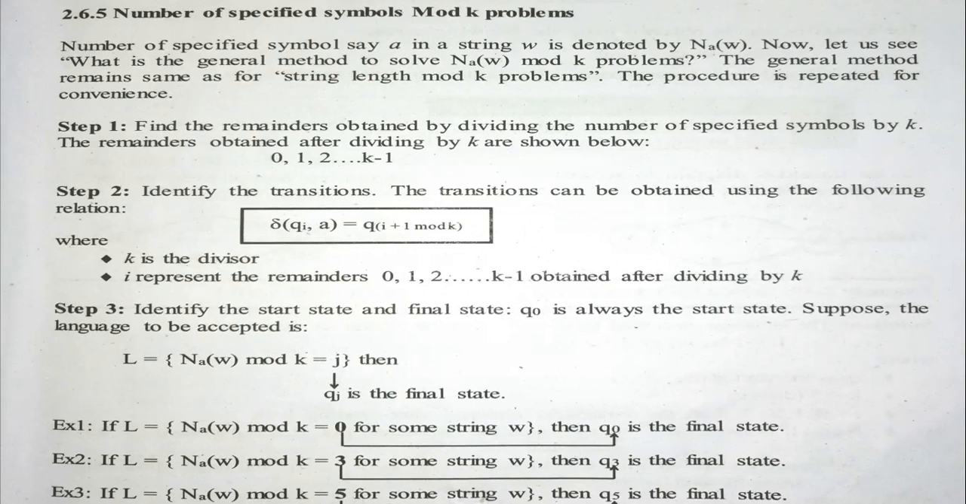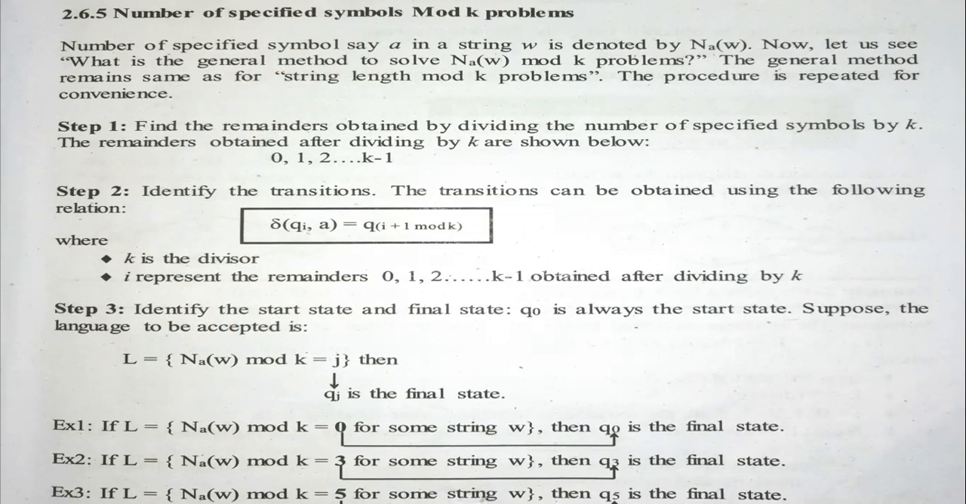But previous to that, the divisible by K problem is different. There we are using a different transition formula. Clear? Okay. So now, the number of specified symbols mod K problem. What exactly is it?